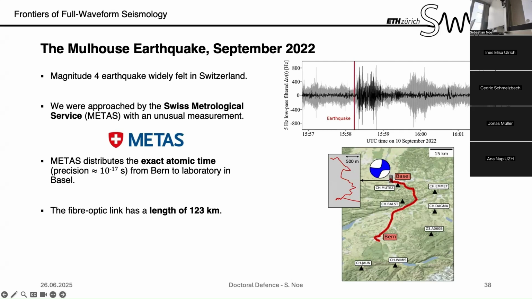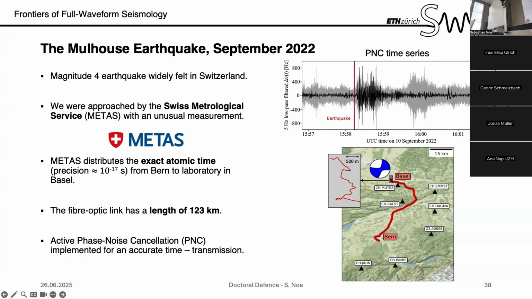So what they came up with is something really smart, which is active phase noise cancellation. So they are actively removing all of this noise that comes in. They can do this in real time to have a clean transmission of this time signal. So this, what you can see up here, is really for them not even a measurement, it's just noise. Usually they wouldn't even store this kind of information. And for us, it seems to be data. So my job in this project was trying to figure out how to simulate this with full waveforms.